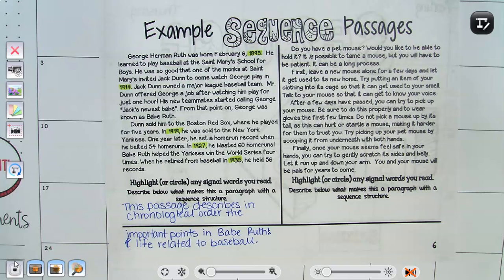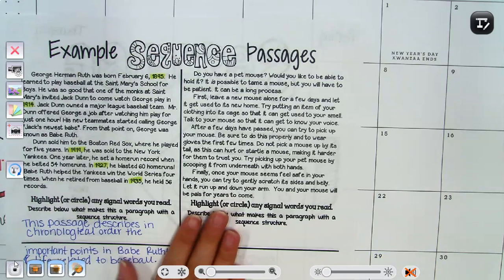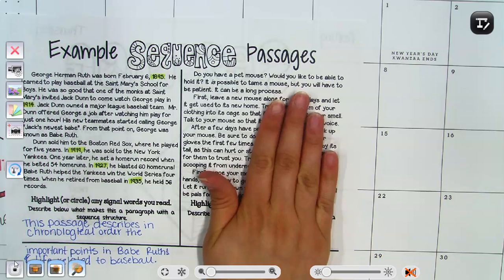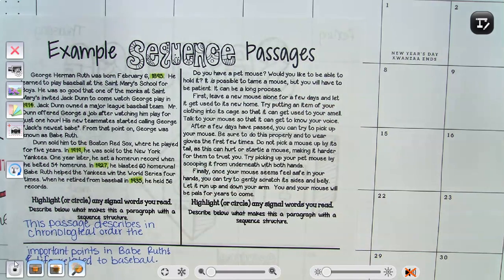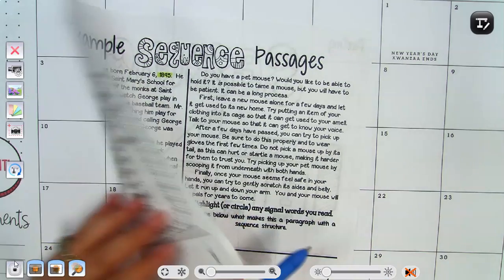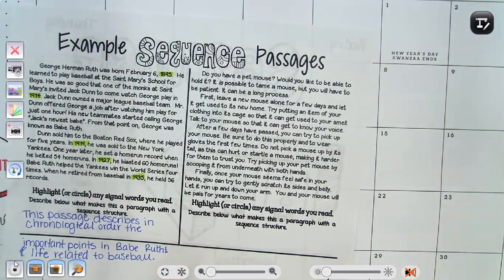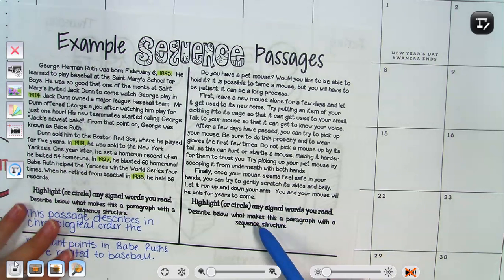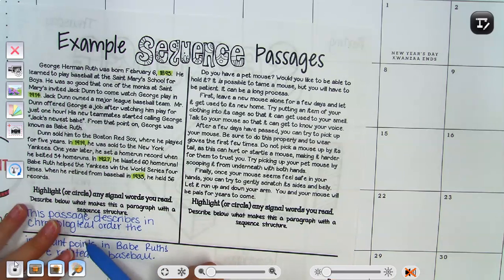Okay. So now what I want you to do is read this passage over here. You're going to do the same thing that we did. You're going to highlight any signal words you read. So remember, our signal words are on the front. You can highlight them or you can circle them. And then describe below what makes this a passage with a sequence structure. So kind of like we did over here. All right, guys.